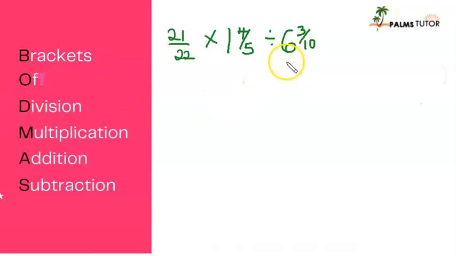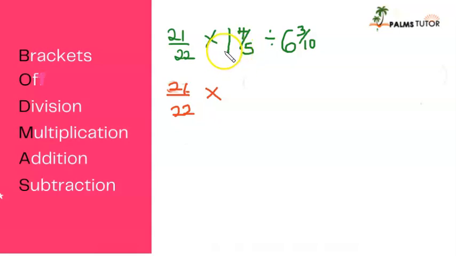So what are we doing with the division? We have 21 over 22. We'll leave it as it is because we've not yet gotten to its turn, right? So we have 21 over 22. We'll leave it as it is. Now multiply by, we have to solve out this division.